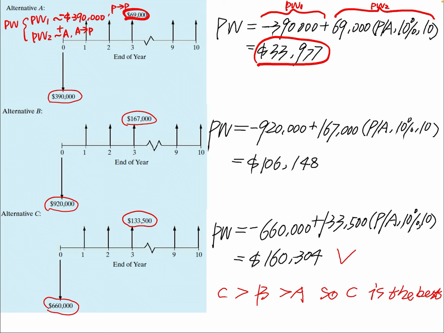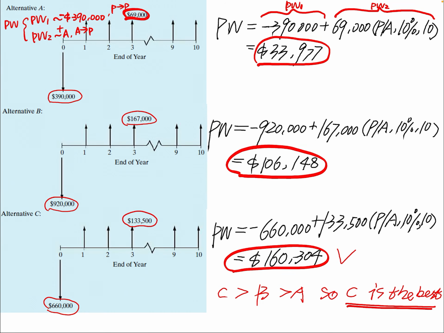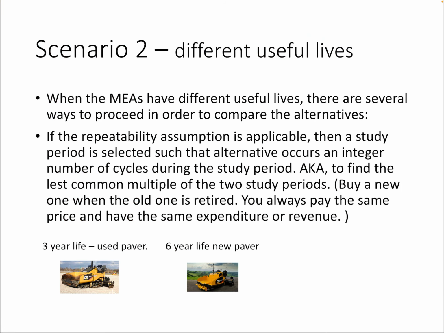So you want to do the same thing for alternative B and alternative C. And then this is the PW for alternative B. This is the PW for alternative C. So you want to compare which one has the biggest positive number. Obviously, it's alternative C. So C is the best.